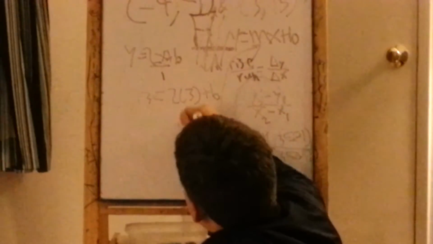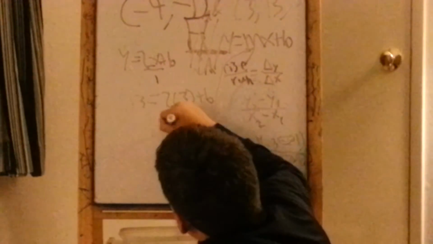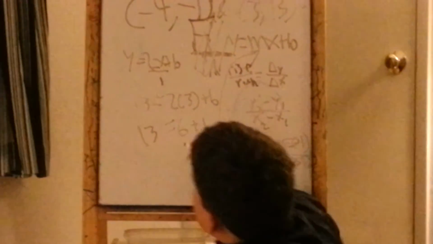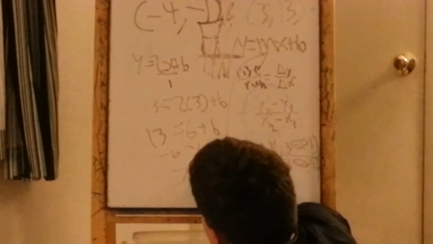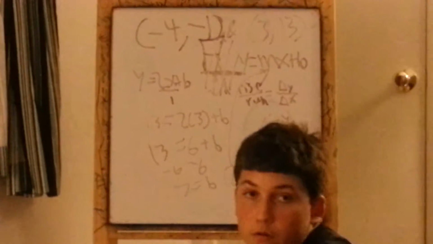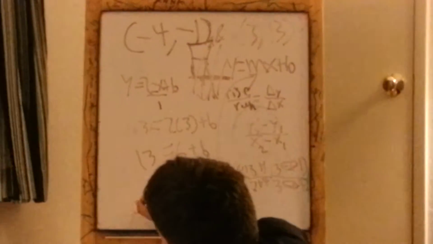2 multiplied by 3 is 6. 6 plus b equals 13. Using basic algebra to find b, we subtract 6 from both sides. 7 equals b. Our new equation and our final equation is y equals 2x plus 7.